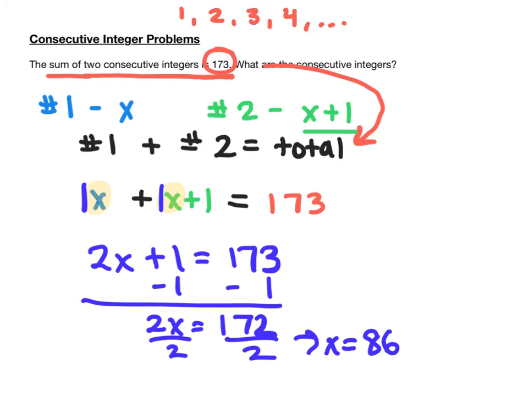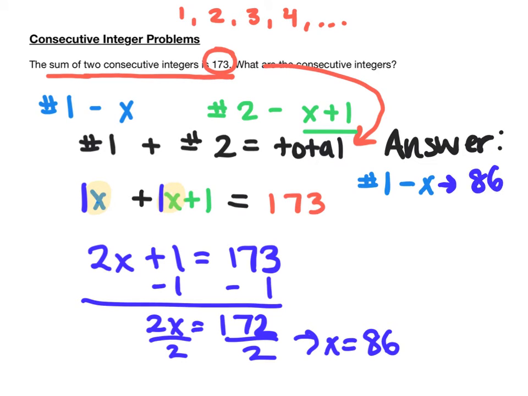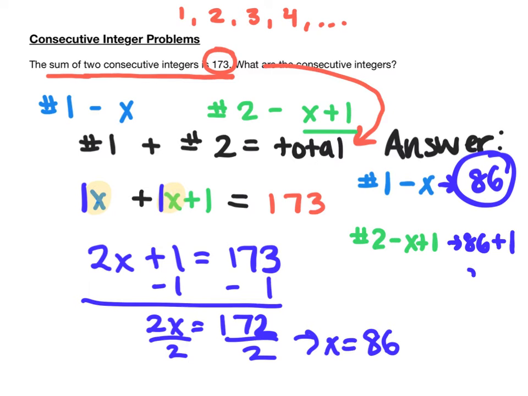Now, if I plug this back into our original setup for our answer, we said that the first number was just x. So this means that the number is just 86. And our second number we said was x plus 1. So in this case, it would be 86 plus 1, which gives us a value of 87. So our final answers are 86 and 87.